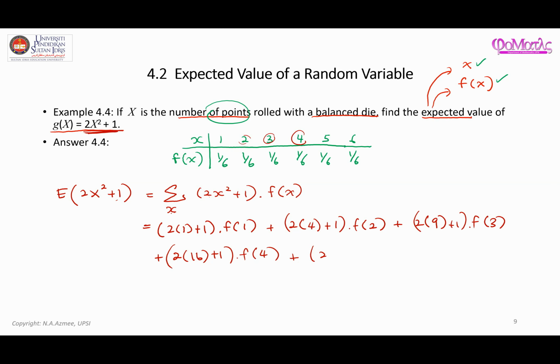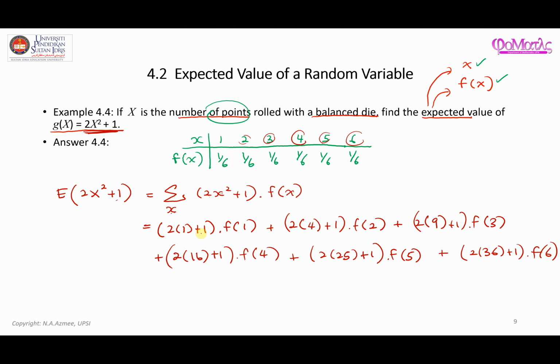Next is 2 times this one, 5. 5 squared is 25, plus 1 times f5. And finally, we have x6. So we have 2, 6 squared is 36, plus 1 times f6. Okay, so that's the process. Now, let's just simplify the whole thing.